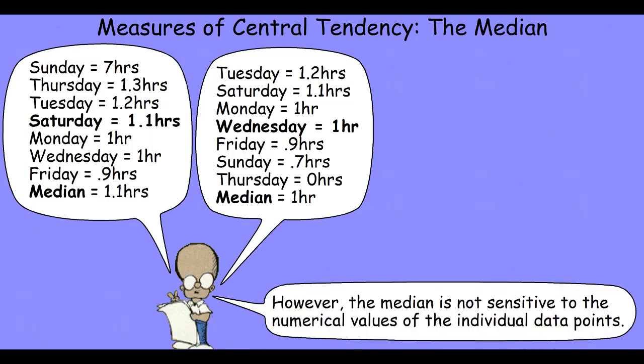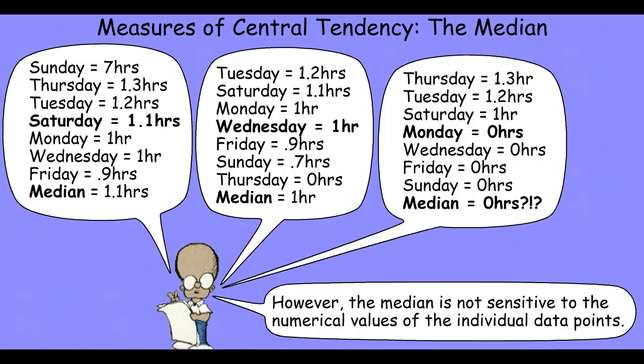However, your greatest strength is also your greatest weakness. The median isn't sensitive to the numerical values of the individual data points. And so for this reason, the median can oftentimes give you odd numbers.